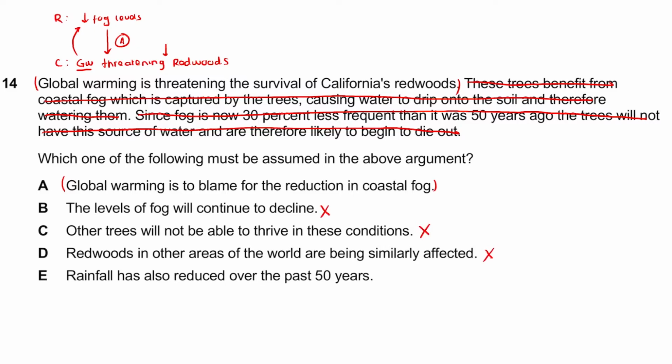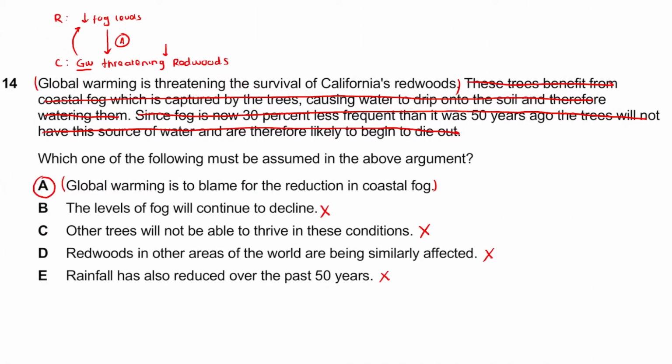And then E, rainfall has also reduced over the past 50 years. So we're not really interested in rainfall, that's out of context. This is really talking about fog, global warming, and the redwoods. So it can't be this one. So here, guys, I'm fairly confident that A is going to be our correct answer. So hopefully, guys, with that little bit of illustration, we're able to understand how this question works, and hopefully we're able to get the future ones correct. So see you in the next video.